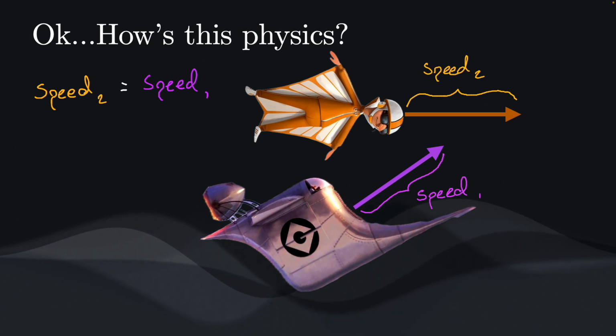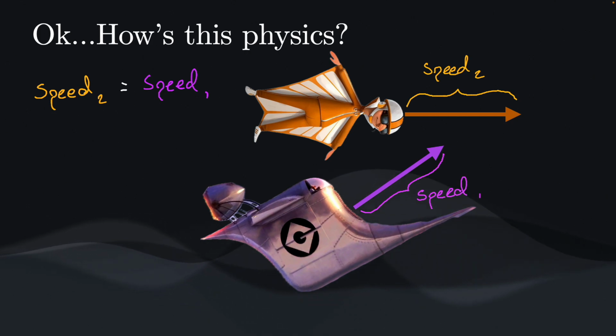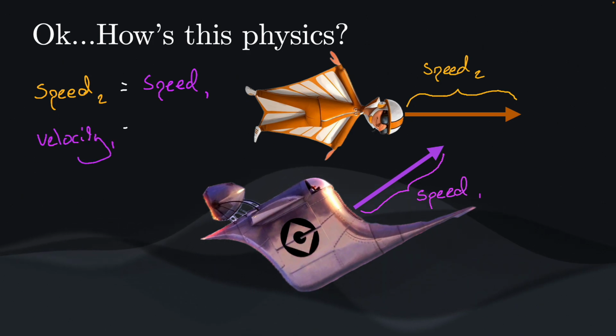So therefore we can say that the vector of speed, we call it velocity. Even though their speeds are the same, their velocities are not: velocity of 1 does not equal velocity of 2.